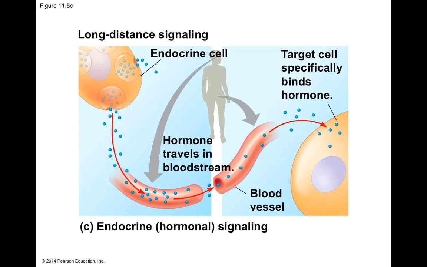In this example, we have an endocrine cell, and the hormone is released into the bloodstream. From there, it will travel through the body until it reaches its target cell, which has a specific receptor to recognize the signal. From there, it will deliver the message.